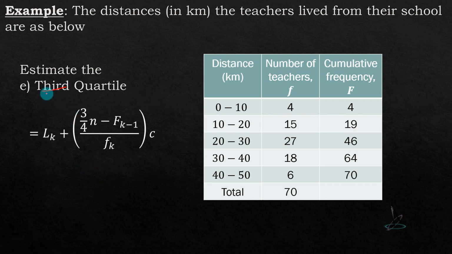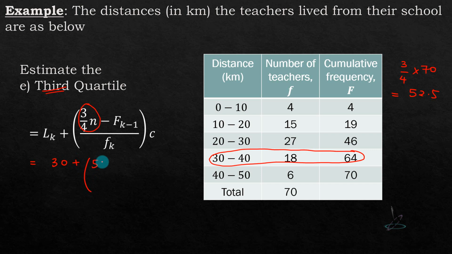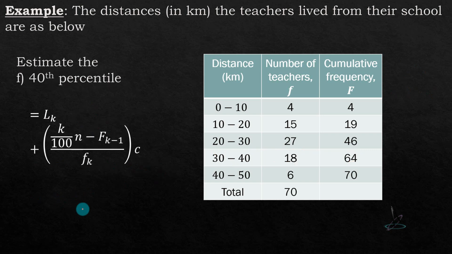Okay, so the third quartile. Like I told you before, we have 3/4 times n. Firstly, we need to know where 3/4 times n is. So 3/4 multiplied by 70, when you multiply them, this is 52.5. Referring to the cumulative frequency, it should be somewhere inside here. So the lower boundary is 30 plus 52.5 minus the cumulative frequency before our class, which is 46, divided by the frequency of your class, which is 18, multiplied by the class size, which is 10. Therefore, this is simply 33.61.